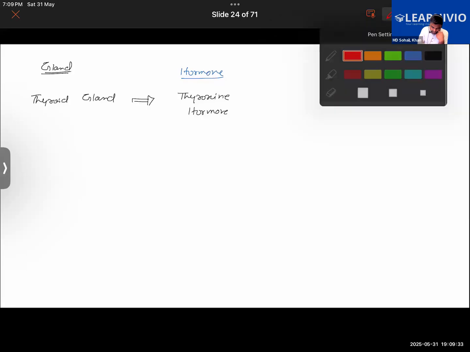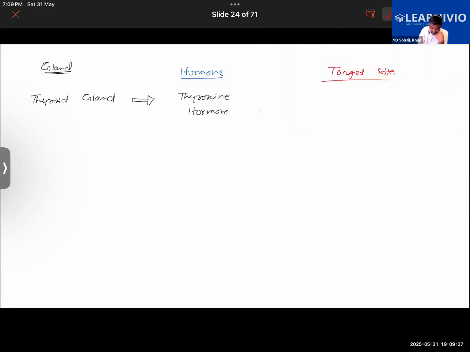This thyroxine hormone will be carried by the blood to different parts of the body. Why the blood? Because hormones are poured into the blood, so they will be carried to different target sites of our body by the blood circulatory system. It has different functions. It will go to different cells of the body, and it will regulate the energy production of the body. Thyroxine hormone also affects the heart rate and blood pressure.